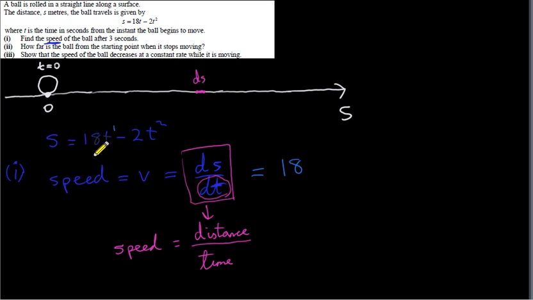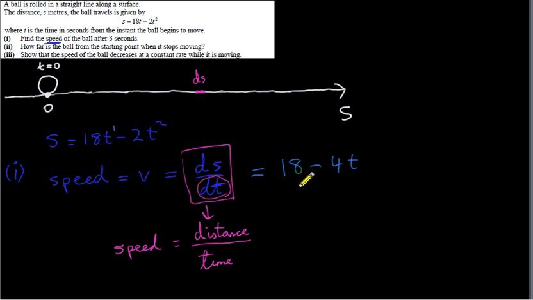So the derivative of a linear term is just got by writing down the coefficient of that variable, t in this case. If we differentiate minus 2t squared, we get minus 4t. 2 times minus 2 is minus 4, and 2 minus 1 is 1. So this is the speed at any time t.